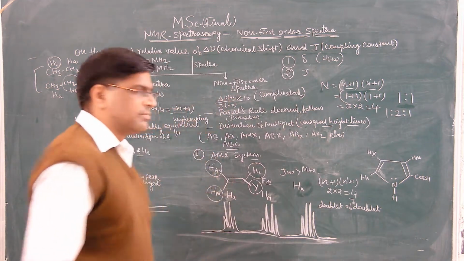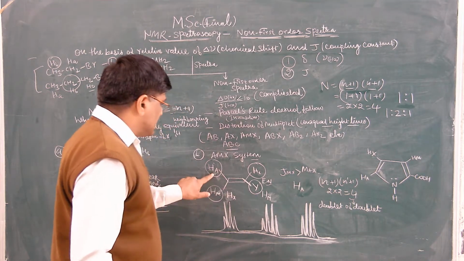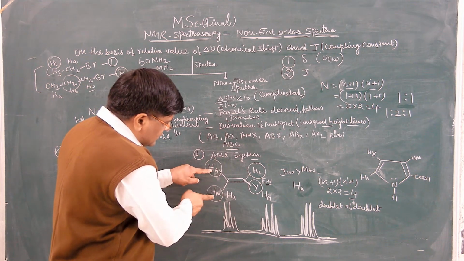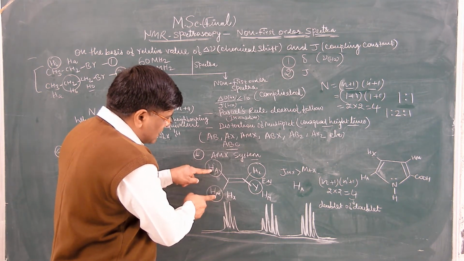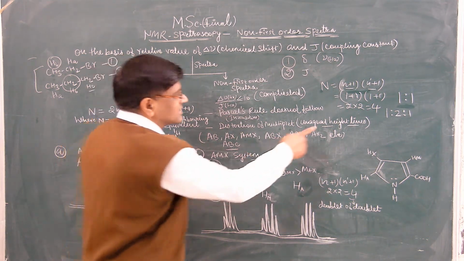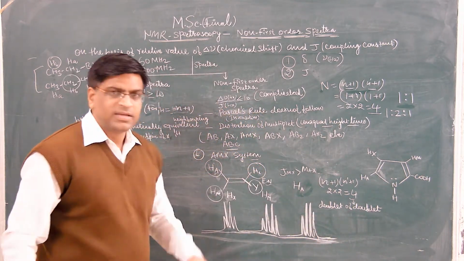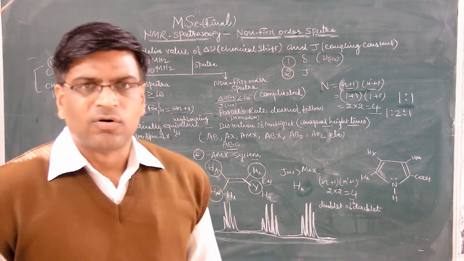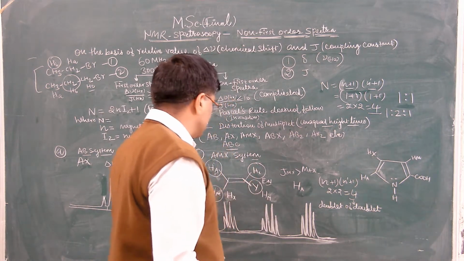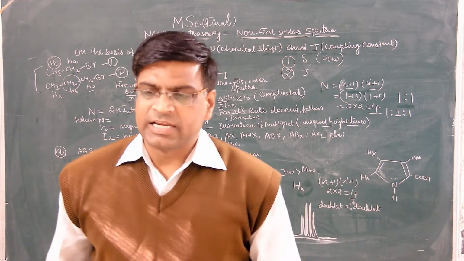That is a doublet of doublets. In the same way, we can calculate the number of lines for HA type protons. HA type protons are very near to HM type protons and HX type protons, so we get the same doublet of doublets. And in the same way, we can calculate the number of lines for HM type protons. So in the AMX system, we get this type of spectrum. Is it clear?